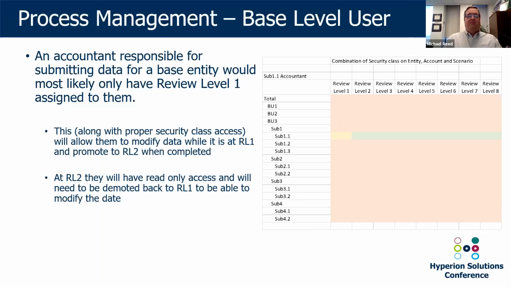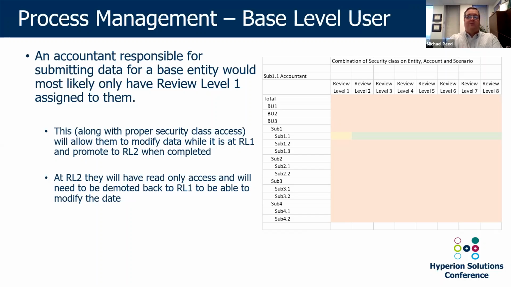Unfortunately, to be able to reject data, you have to have all access to it. I really wish I could have somebody have read access and promote and reject data. Hopefully I can do that in FCC. So a base level entity has all access at review level 1, they promote to review level 2. And then it goes to a business unit accountant.